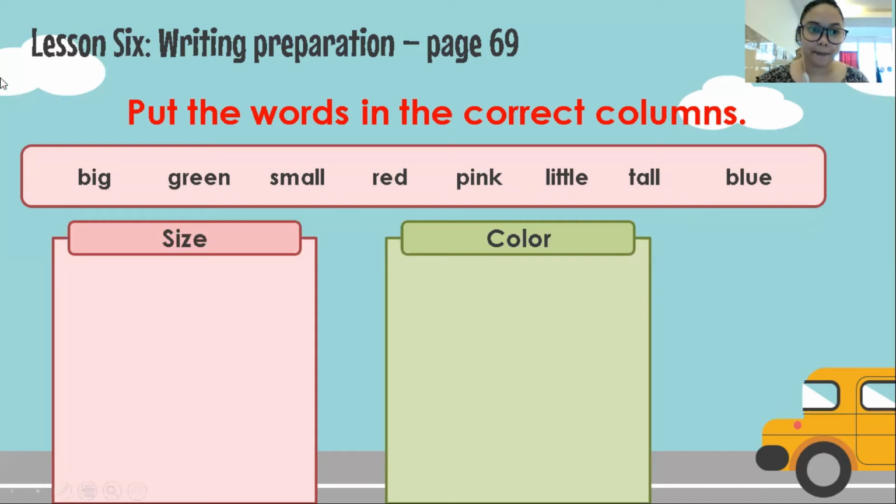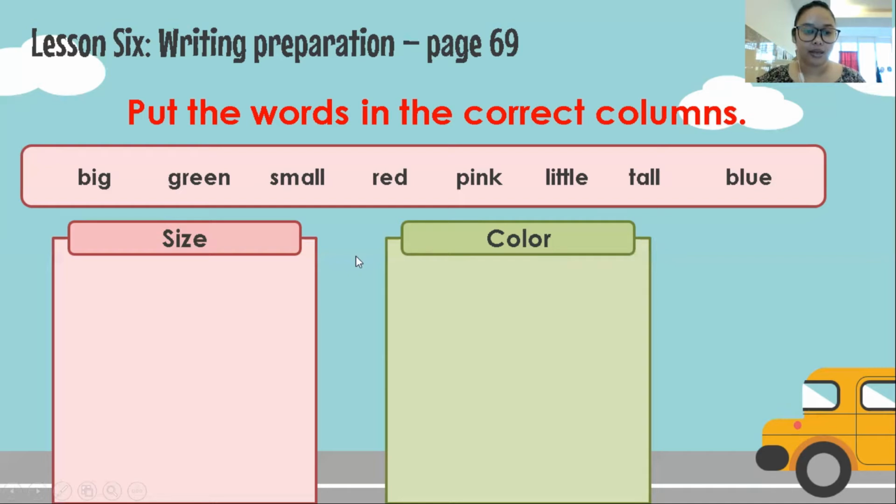Let's start with the word big. Okay, so you write first. I'll say the word and you write it on your student book. We have the size column and the color column. So write the words and then later I'll show you the answers. Alright, so let's try. Big, is it size or color? Write the word big on the correct column. Okay, if you think it's a size, then you write it on the size column. If you think it's a color, then you write it on the color column.